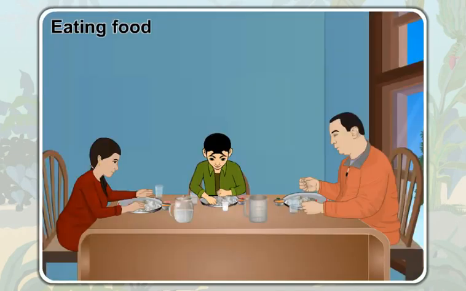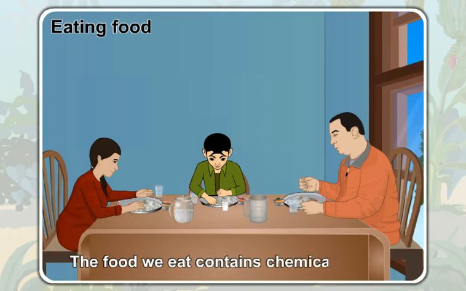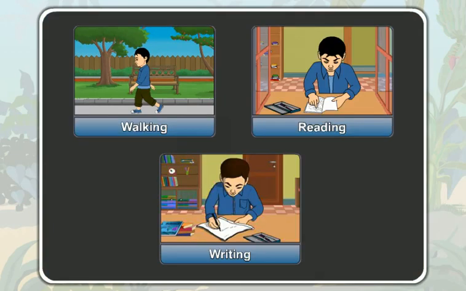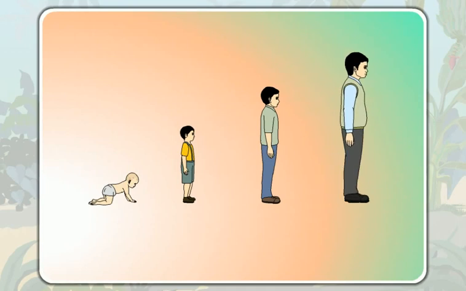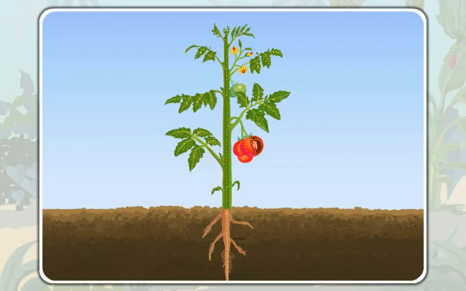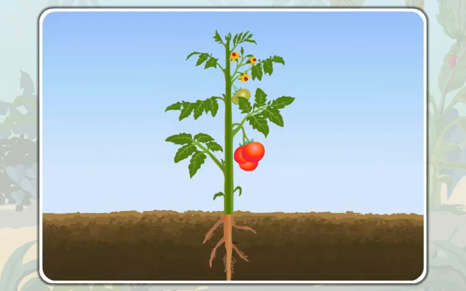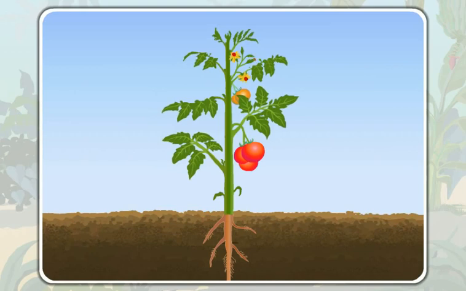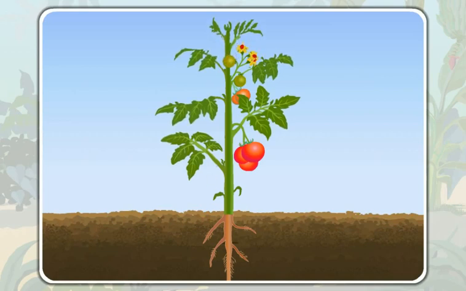You all know that the food we eat contains chemical energy. And we use this energy to walk, read, and write. Our body also uses this energy to grow. The starch too contains chemical energy. A plant uses this energy to grow. It uses energy to produce flowers. It uses its energy to produce fruits and seeds as well.